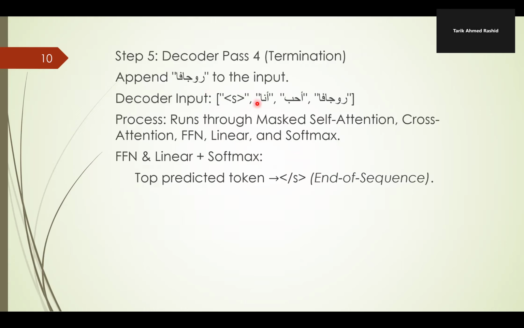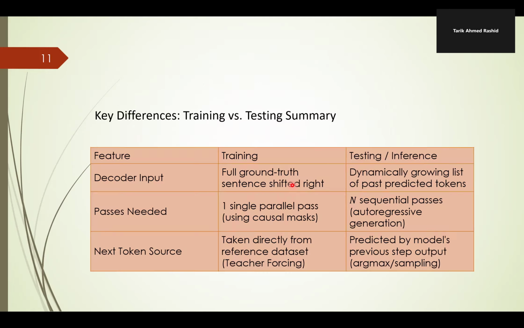Next step, Rojava will be added to this decoder input to be the new input for the system. Now, Rojava was added, and we run through the masked self-attention. We get cross attention with the encoder's keys and values, then feed forward, linear and softmax. Then we will get the output token, which is the end of the sequence. Okay, that's the end token.